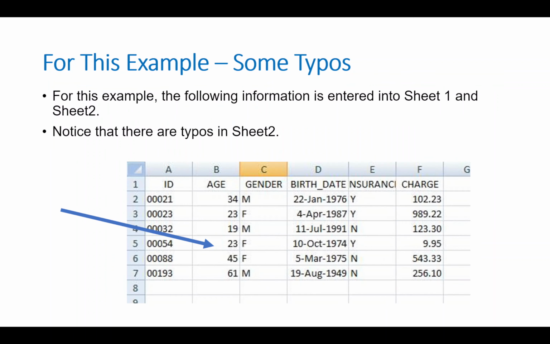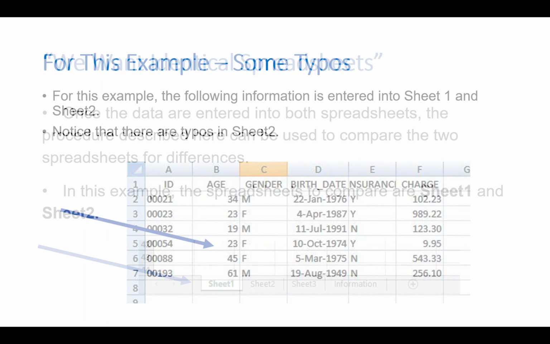For this example, I created a second data sheet called Sheet 2. Notice that there are some typos in Sheet 2. It may not be obvious just looking at this one, but if you compare the first one and the second one, you'll quickly see that there are some typos in it. Now, realistically, your two sheets might have hundreds or thousands of data entry items in them, and so it would be hard to see it by just examining with your eye. And so this technique is going to allow you to quickly find those differences using Excel.